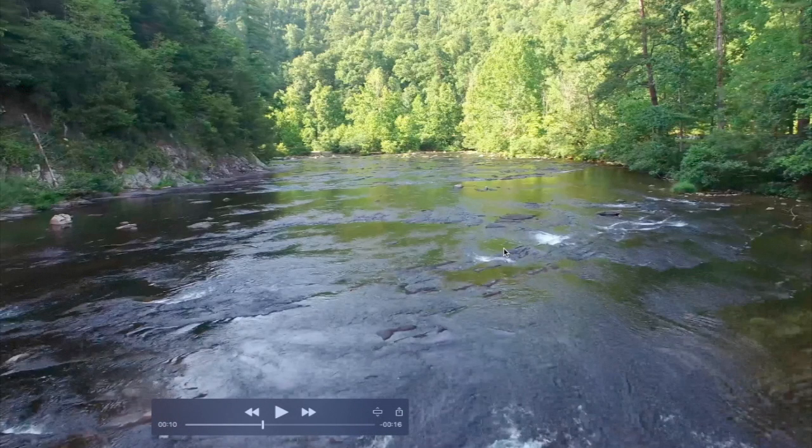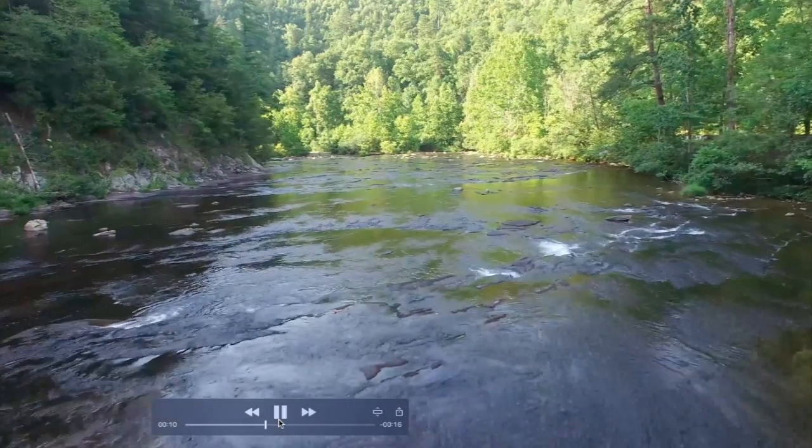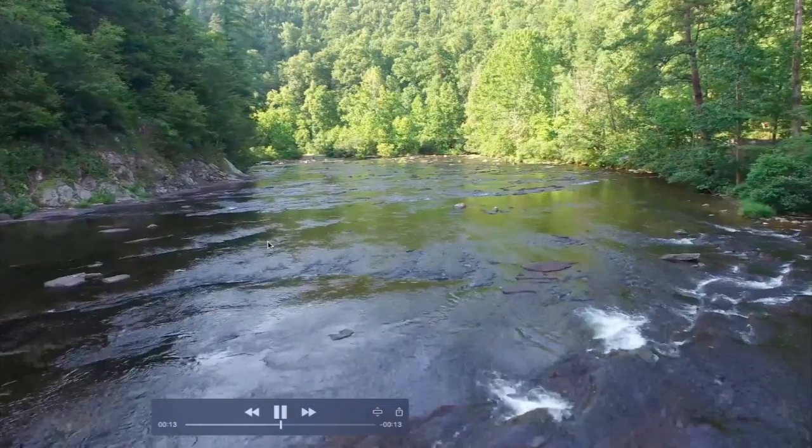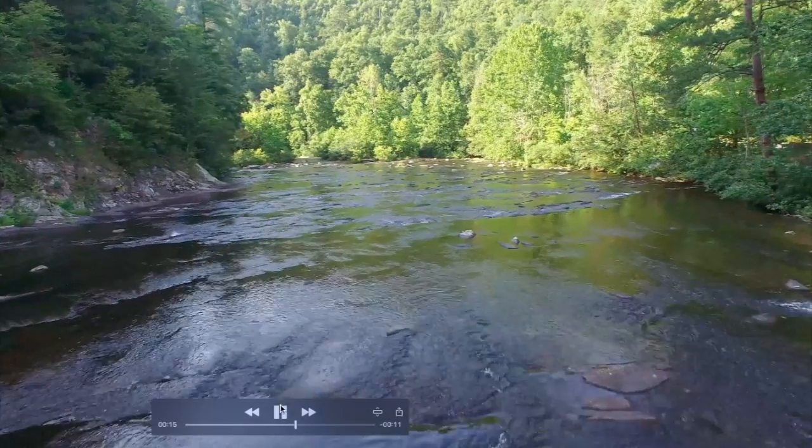And so right here you can see that this patch is slower moving. It's kind of a slick surface, and you've got the faster moving water on either side. So there could very easily be a trout sitting right here. And when you're fishing, you're going to want to try a lot of these because not every single spot is going to have a fish, but it's about identifying the spots that you think have the best chance of holding fish.